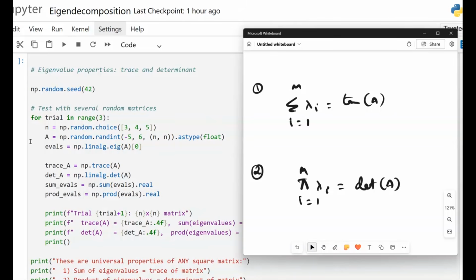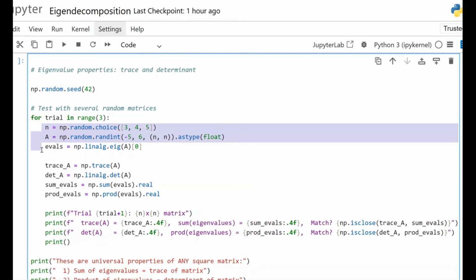So let me just have the experimental setup, that is we are just going to have a random square matrix of varying 3 by 3 size and 4 by 4 size and 5 by 5 size. And here eigenvalues may be real or complex. And computation uses floating point arithmetic.